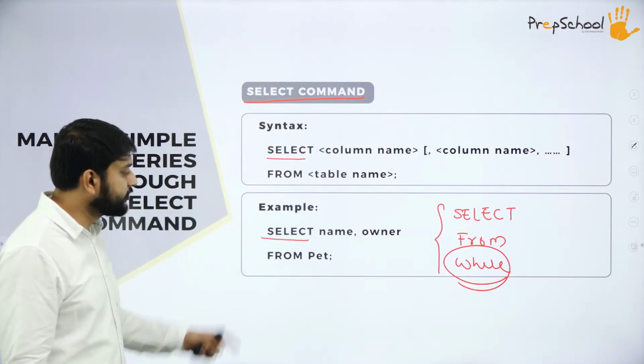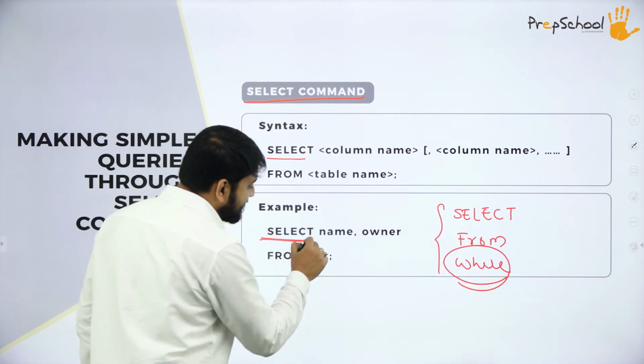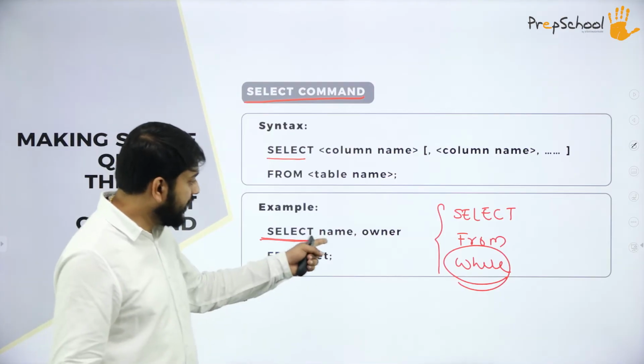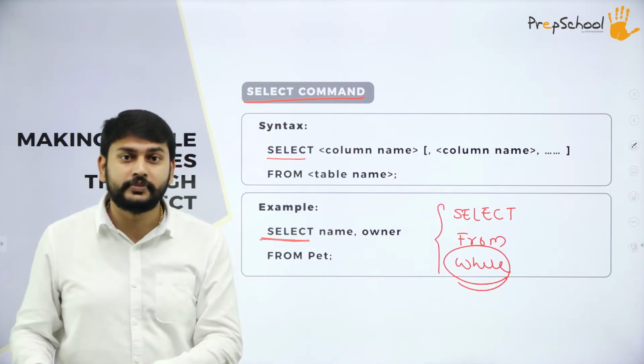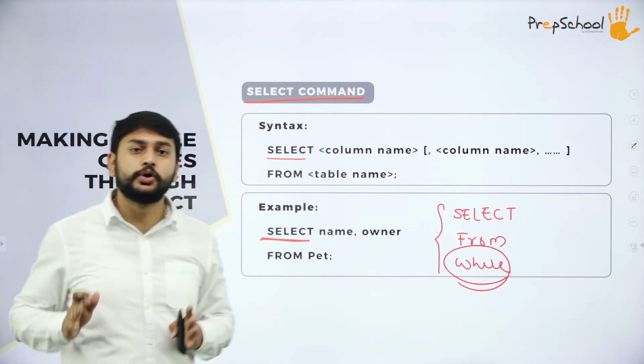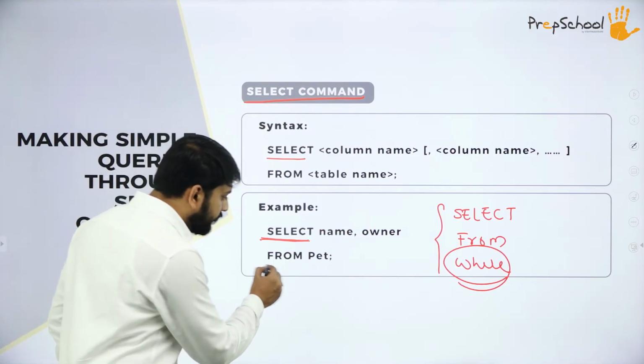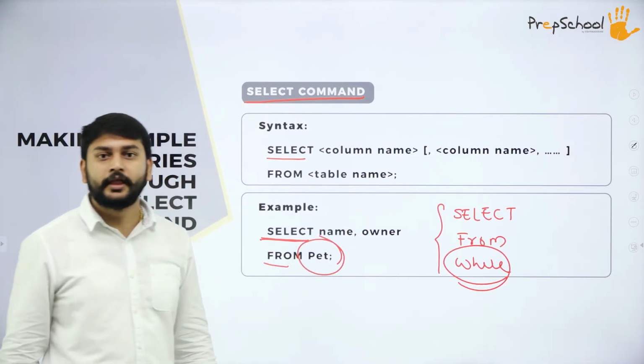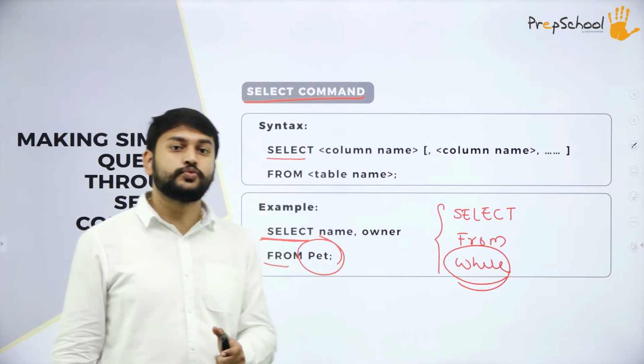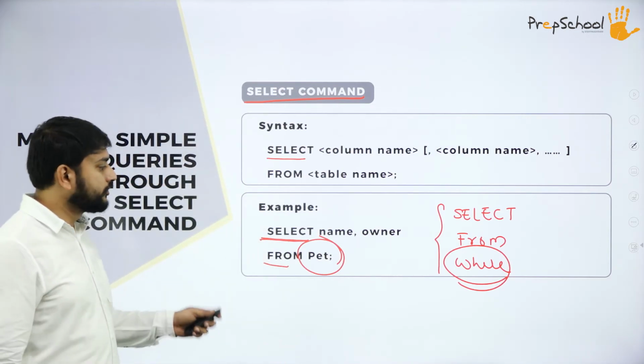So let me start with the first one. What is the example that I have taken? Select. What do I have to select? Name and owner, those are the column names that I want to select. Only those columns I want to select. From where? From the table named pet. That is what you have to understand with respect to the select.